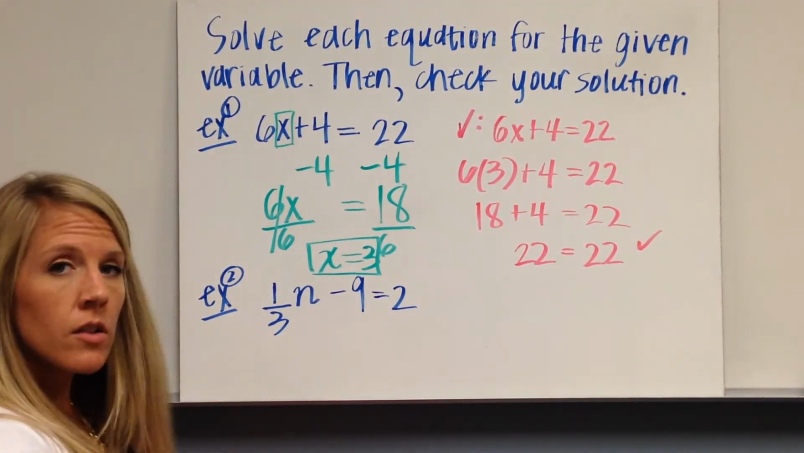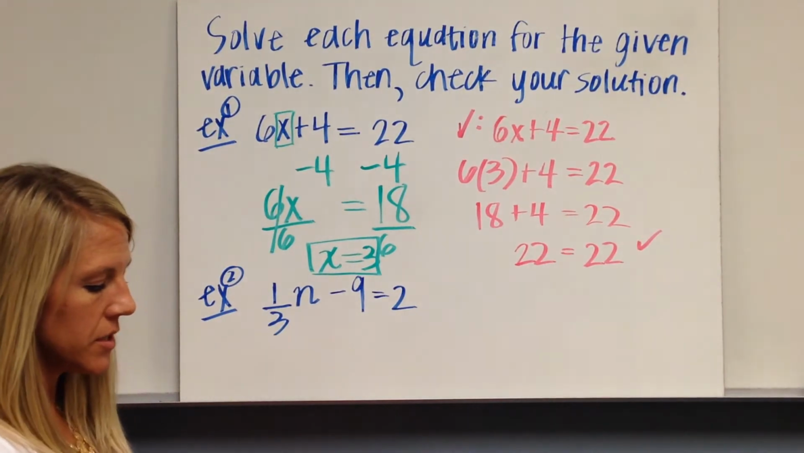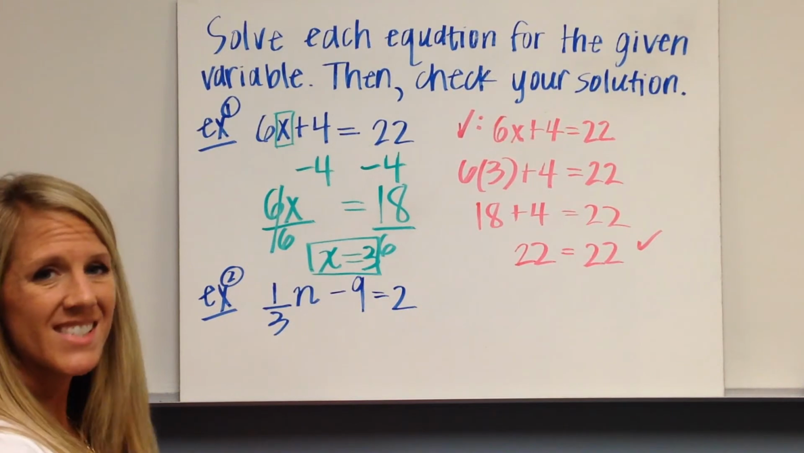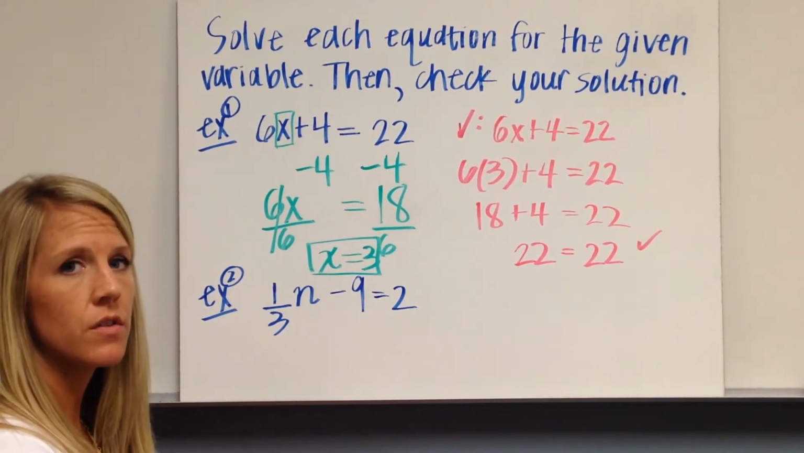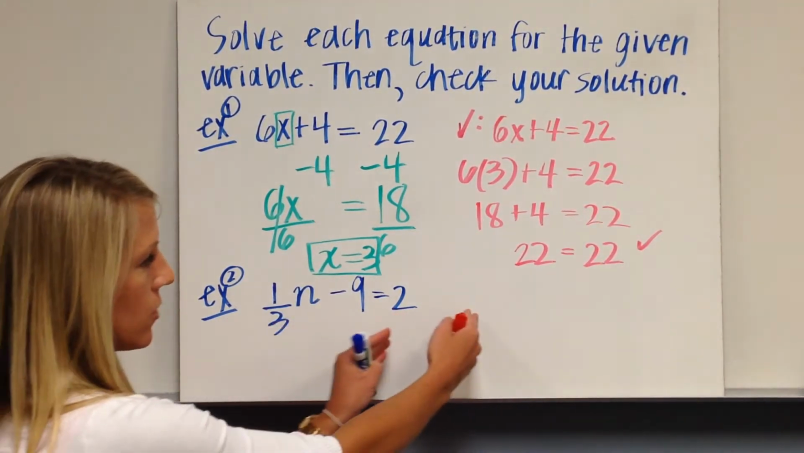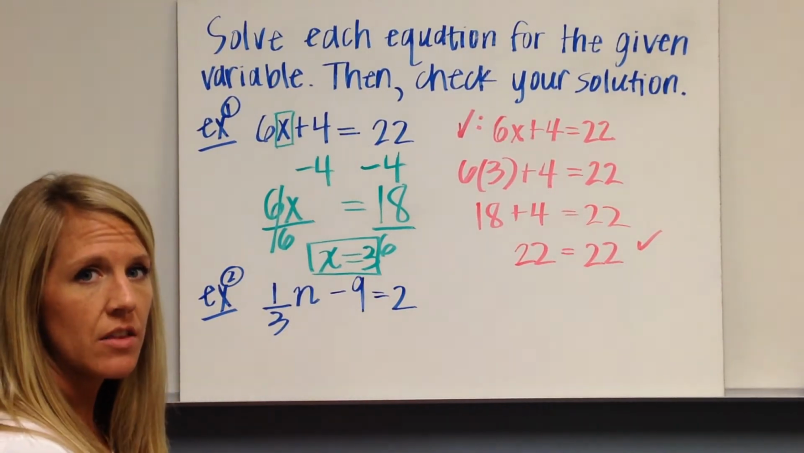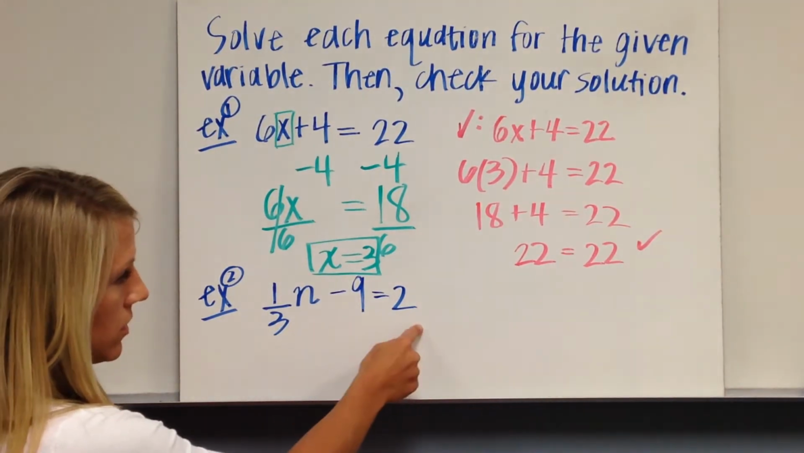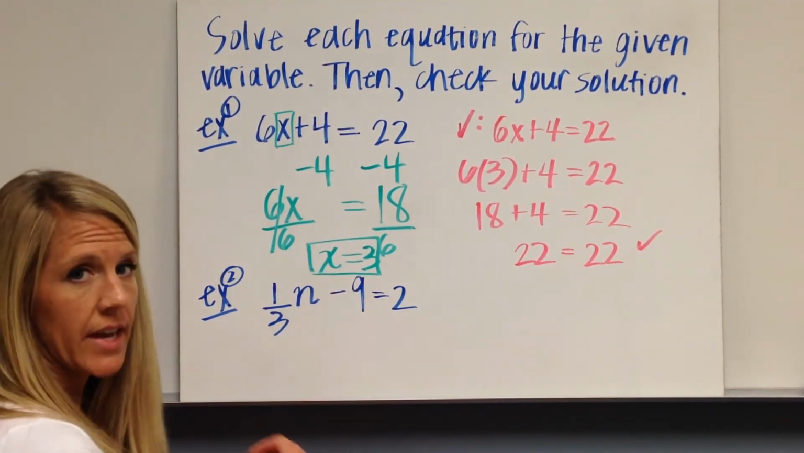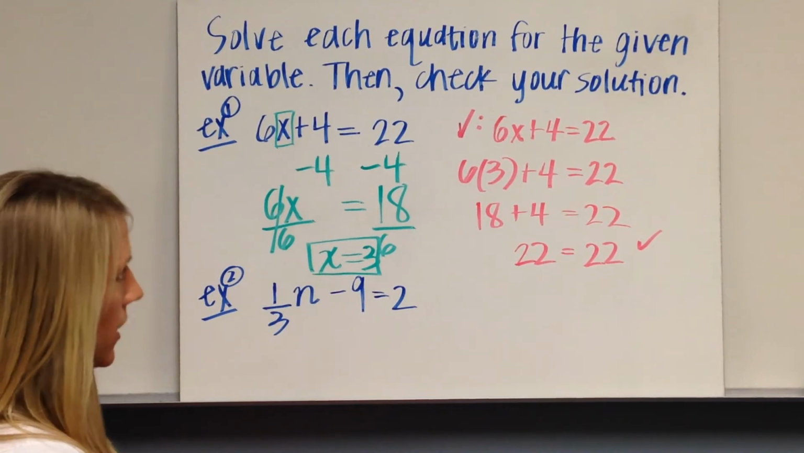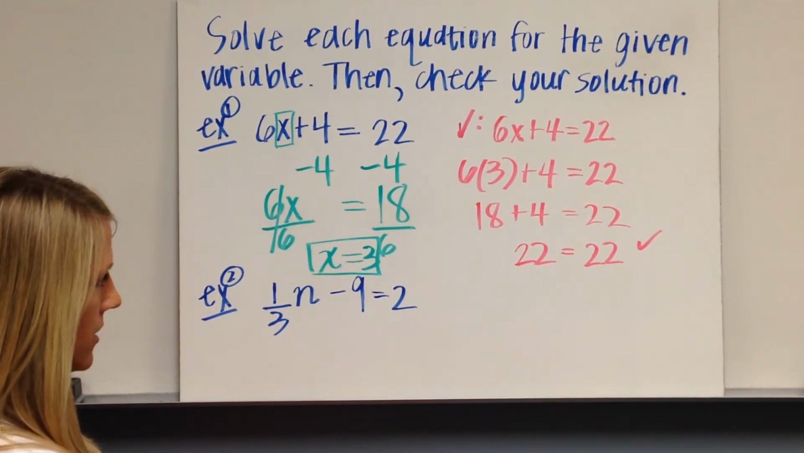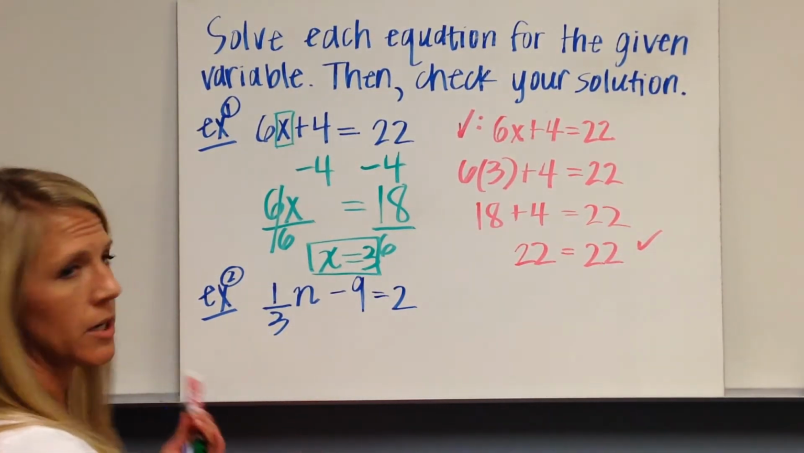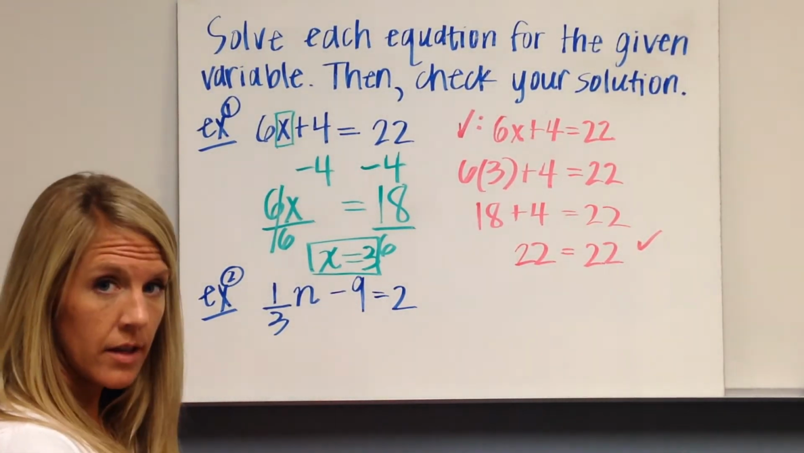Okay, let's go on to another one. Now this one's a little bit different because we have a fraction with our variable. 1/3 n minus 9 equals 2. But we're going to follow the same setup. We look at either side of the equation. Can we simplify either side? Can I combine any like terms? No and no. This 9 doesn't have an n with it, so I can't combine them. So now that I know that, again, I want to start to isolate the unknown, the variable.